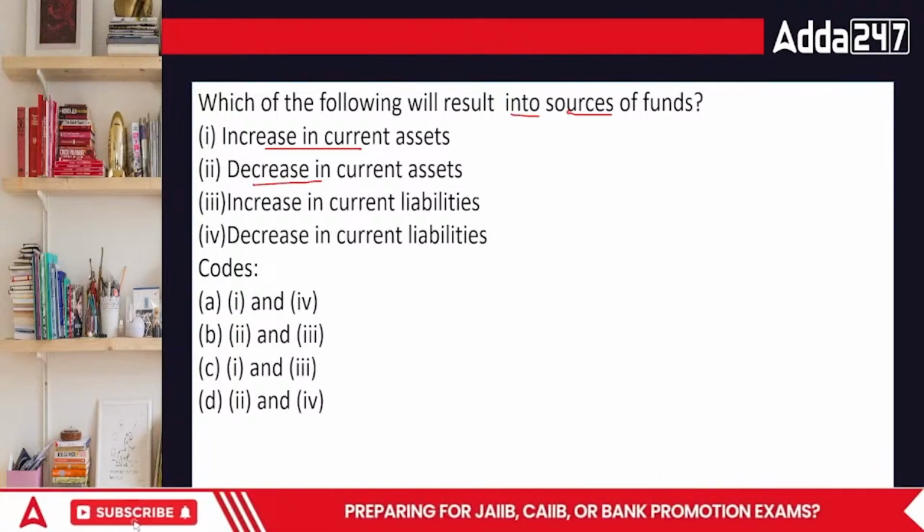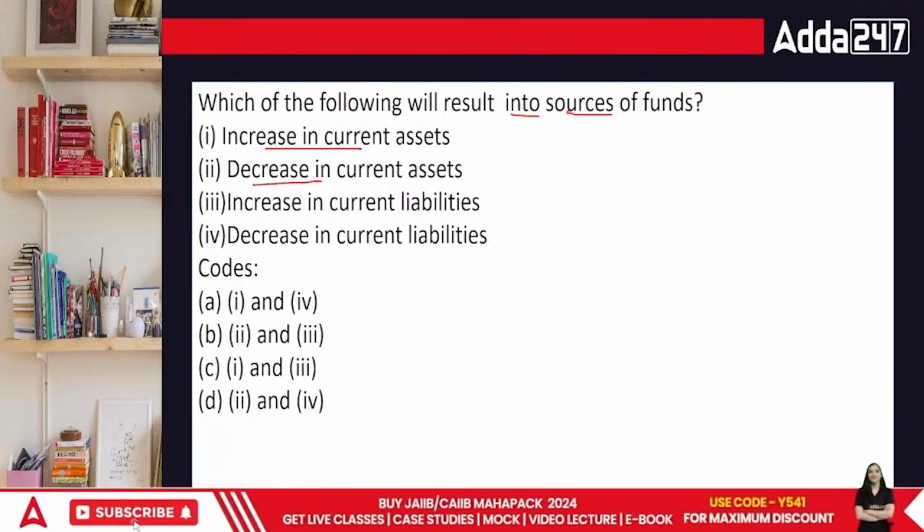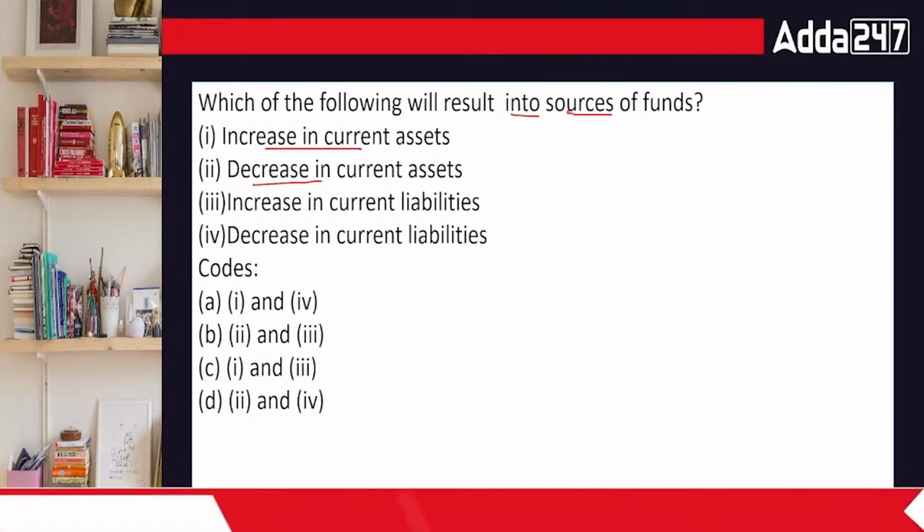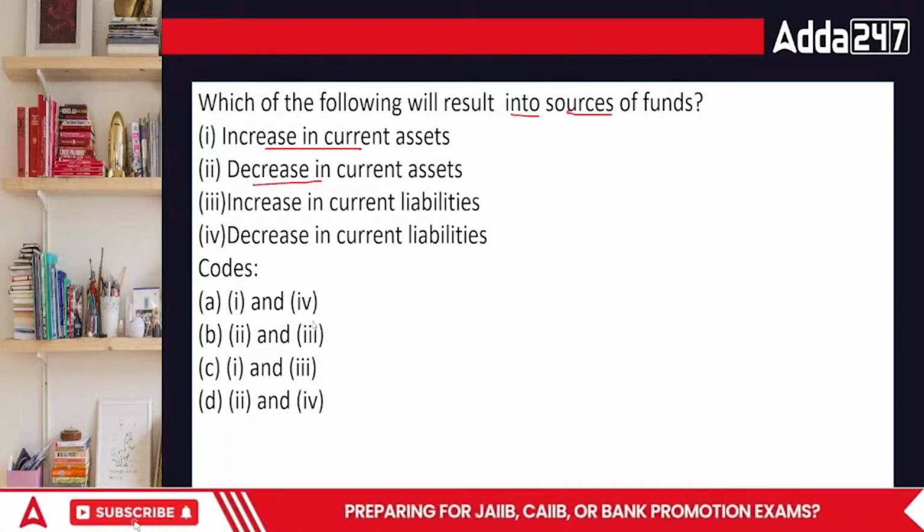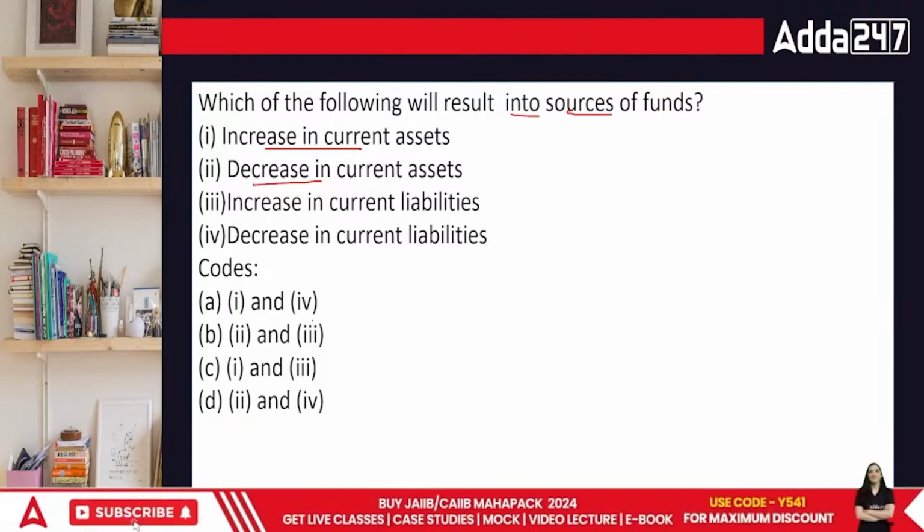One and two, two and three, one and three, or two and four? What's the correct answer according to you? The answer is 1 and 3.